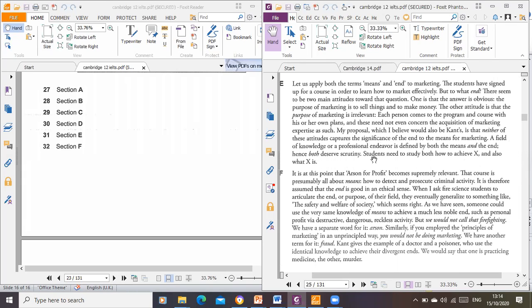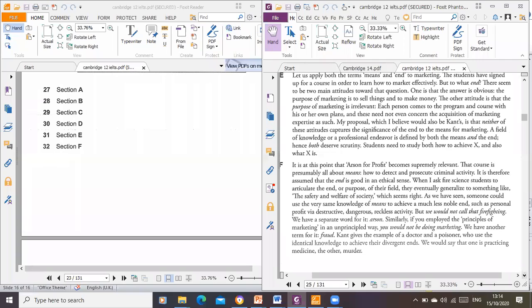Students need to study both how to achieve X and also what X is. So I'm assuming if marketing is the issue here, we need to study both means and end. That's what I'm assuming here. Okay, now, if at this point hustling for profit becomes supremely relevant, okay, so he's making a point here. That course is presumably all about means. Okay, I'll go to the last one.